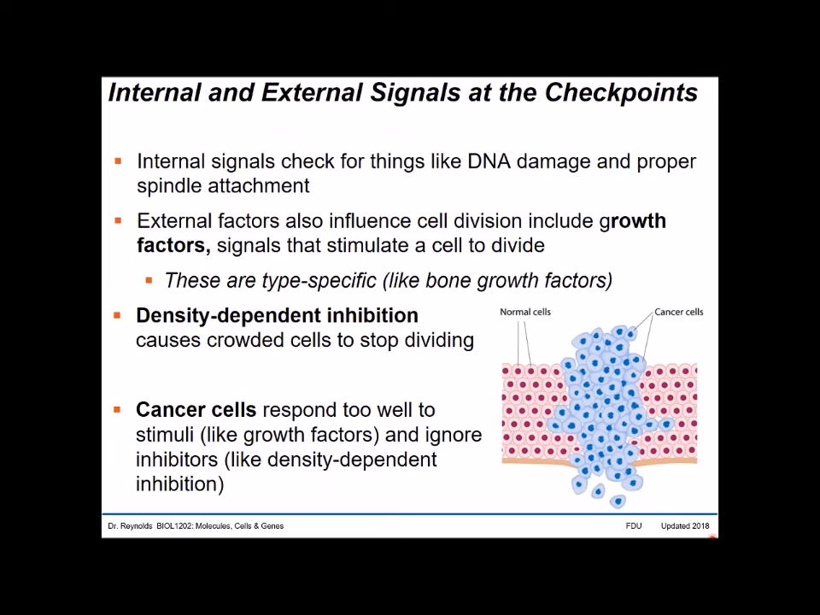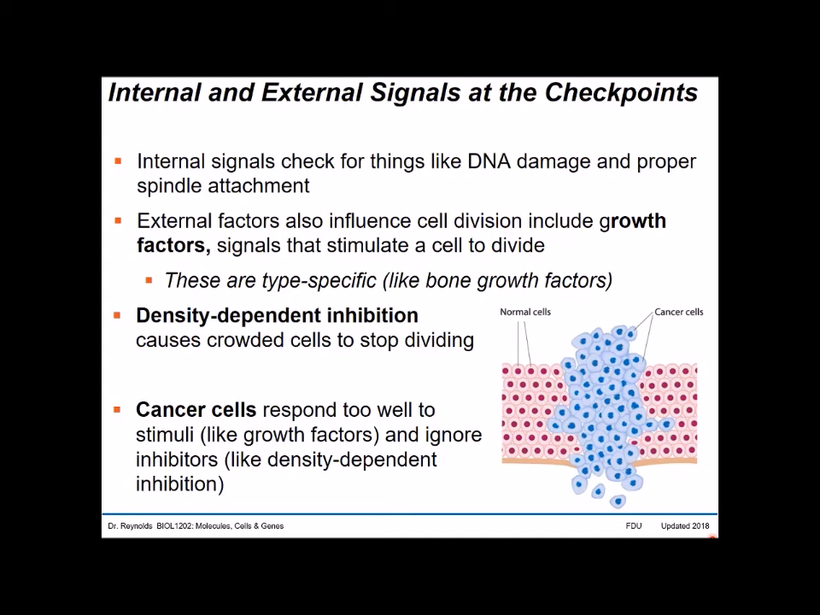So we do have a lot of internal signals, things like DNA damage and proper spindle attachment that are really important. But I've also mentioned to you the idea that especially for that G1 checkpoint, but for others as well, there are external factors. An example of one of those external factors are growth factors, and they do just what you think. These growth factors stimulate a cell to grow and divide.